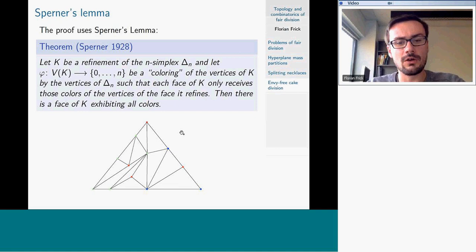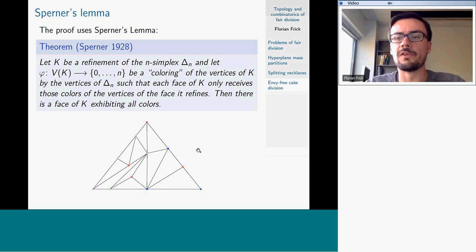As for the proof, if you want to think about it topologically, just do the following. Map every vertex to the vertex of the simplex of the corresponding color and extend linearly. If you don't have these rainbow faces, then you define a retraction from the disk to the boundary sphere, which wouldn't exist. That's a quick proof. But there's a combinatorial proof, and Sperner's point was that if you follow the combinatorial path-following argument, then you get a purely combinatorial proof of Brouwer's fixed-point theorem, say.